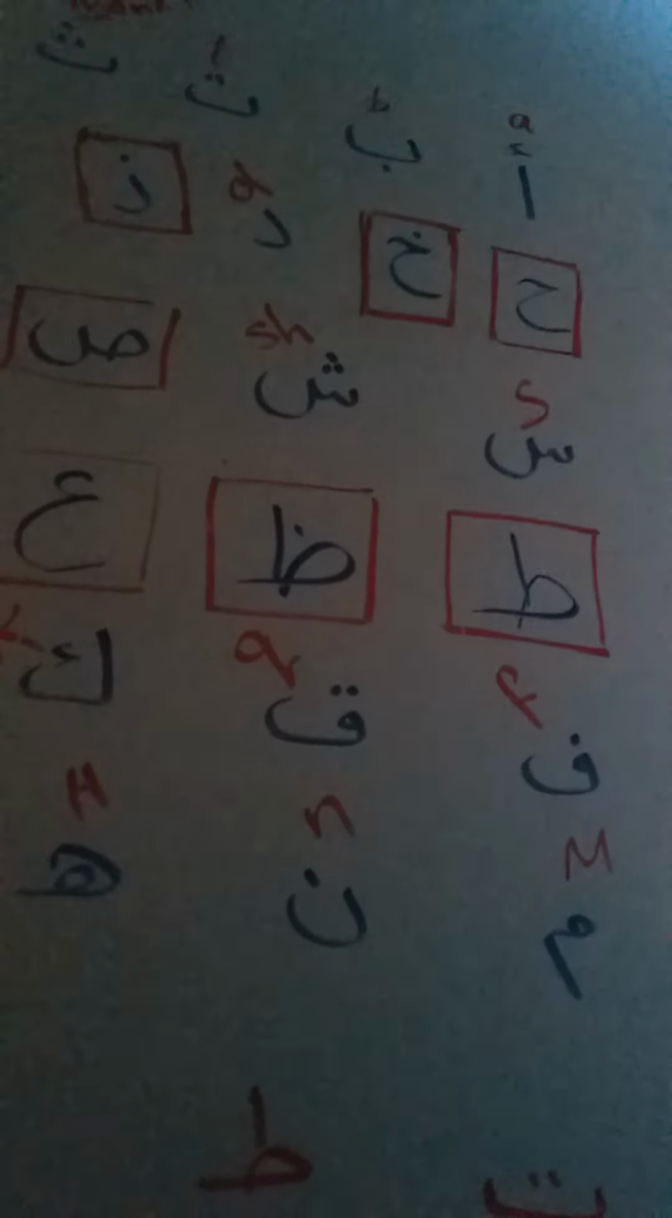Ha is the sound of H. Waw is the sound of W. Ya is the sound of Y. These are the 28 letters of Arabic.